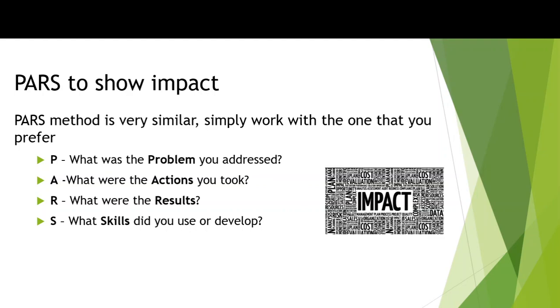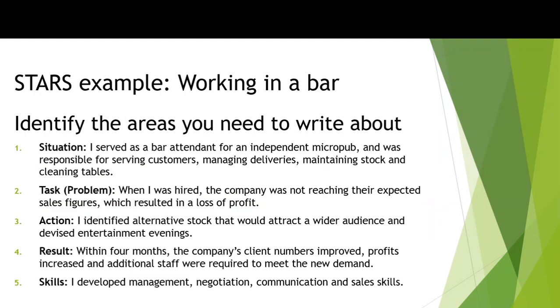So the first step is you're going to write down STARS or PARS down the left hand side, and you're going to identify what it is that you did. So in my case, I served in a bar, in a micro pub, and I was responsible for serving customers, managing the deliveries, maintaining stock, etc. And when I was hired, they told me that they weren't hitting their expected sales figures. So I realised that if we widened out what they sold, for example, gins and different vodkas, popped in maybe a coffee machine and did a couple of quiz nights, we could increase our audience.